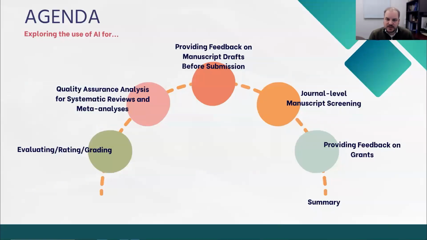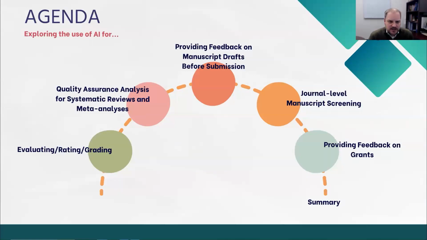So here are the various topics that we'll be highlighting in this presentation. And as a disclaimer, all of our mini experiments were conducted with the context of medical education research in mind, because that's my area of expertise. So that's why you're going to see a lot of those types of examples today.